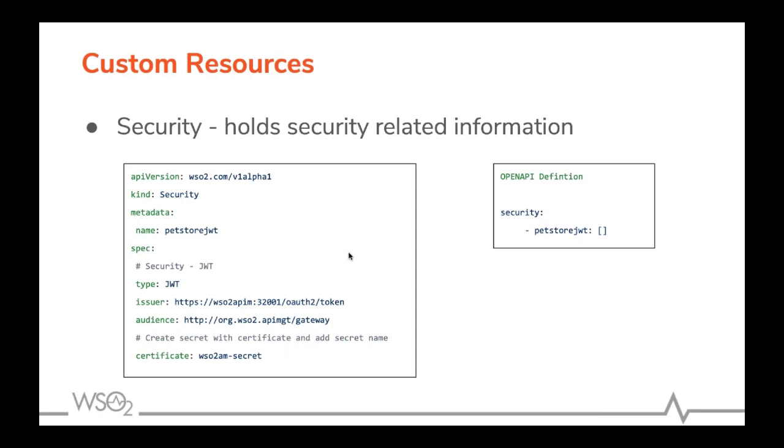Once you deploy this security definition in Kubernetes, the security controller will do some configurations. If you want to apply this security for your API, what you really need to do is, under the security section in the OpenAPI definition, give this security name here. Simple as that, you can apply any security policy you want by giving the name of that security policy.